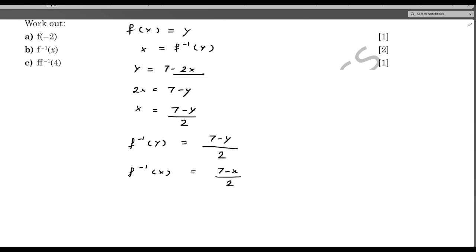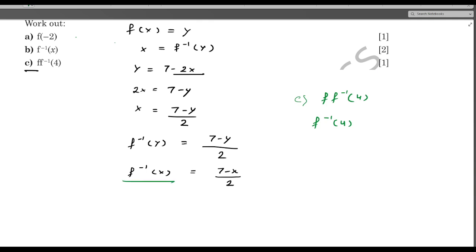Okay, now I have to find out this C part. The C part we have to work out. Okay, let me take some bold pen. f of f inverse 4. Okay, so let us first understand what is f inverse 4.